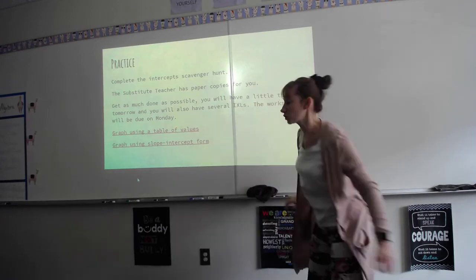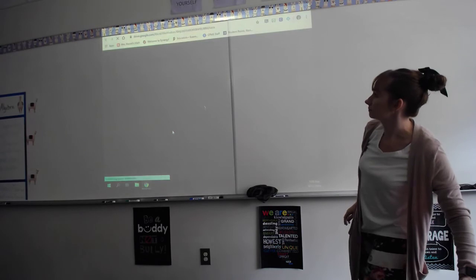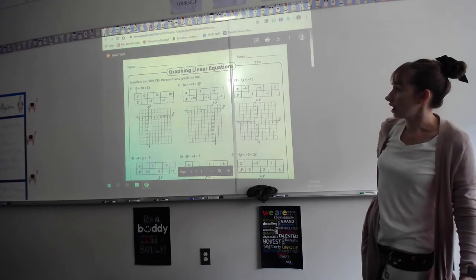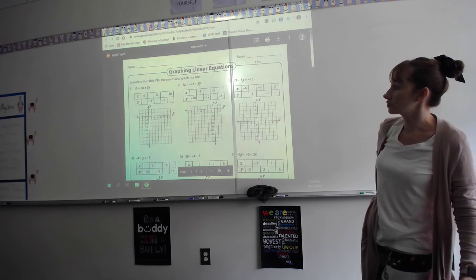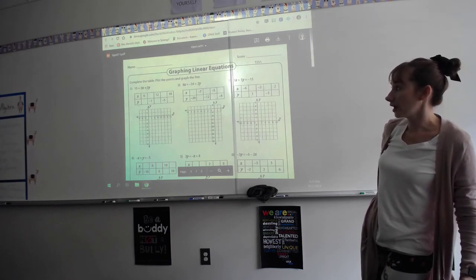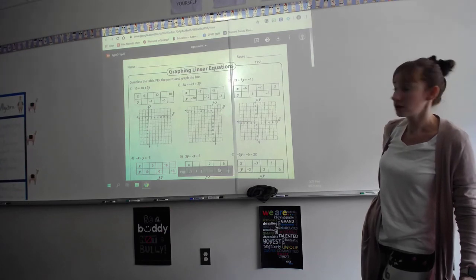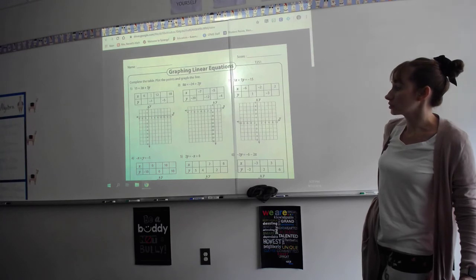The first worksheet you're going to look at is you're going to be graphing using a table of values here. So you've got your equation, you've got a couple parts of your table, so you need to plug things in. If you're given an x, you're going to plug it in for x and solve for y, and then you plot that. And if you're given a y, you're going to plug that in at y and solve for x.